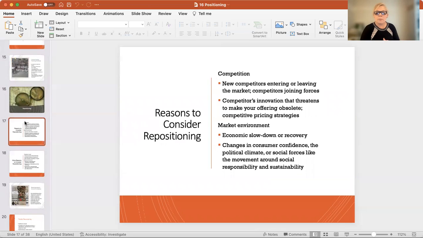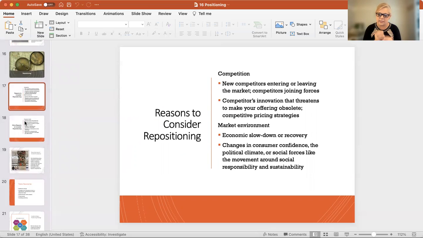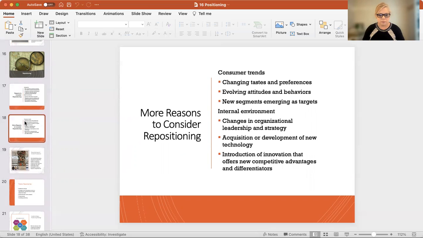Repositioning. Well, repositioning is one of those things that folks will do when they need to make a move towards something different. And we'll talk about a couple of reasons why we would do that. Competition, maybe new competition entering the market or leaving the market. Maybe a competitor is highly innovative. Maybe the economy has slowed down or it's sped up. Maybe there's changes in consumer confidence for some reason. There may be politics or social forces at play. We see all of that all around us all of the time that forces brands to make some type of a change.